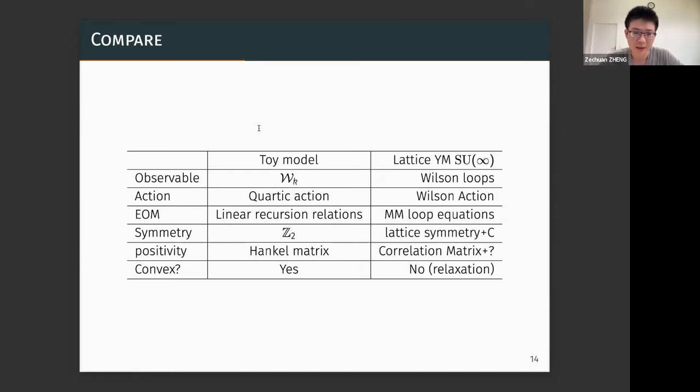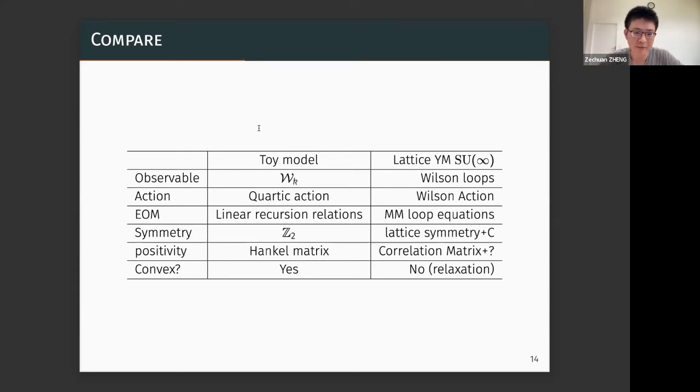For the symmetry, the toy model symmetry is Z2, we already described. But for the lattice Yang-Mills, we have the lattice symmetry, plus the C here denotes the charge conjugation symmetry. Actually, it is reversing the Wilson loop. That means Wilson loop, whether it goes one way around or the other way around, they have the same expectation value.